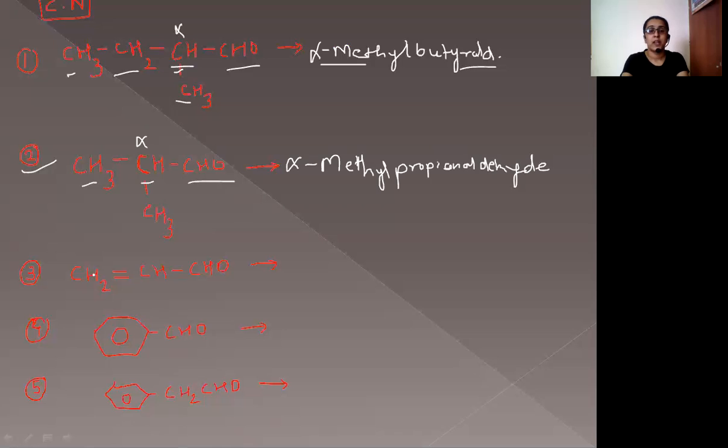Okay, now this one, CH2 double bond CH bond CHO, its common name is acrolein. So there are some common names which you have to remember, okay? Because they are very important. The common names of aldehydes and ketones are very important. Try to remember them. The next is benzene ring and CHO group. So it is benzaldehyde.